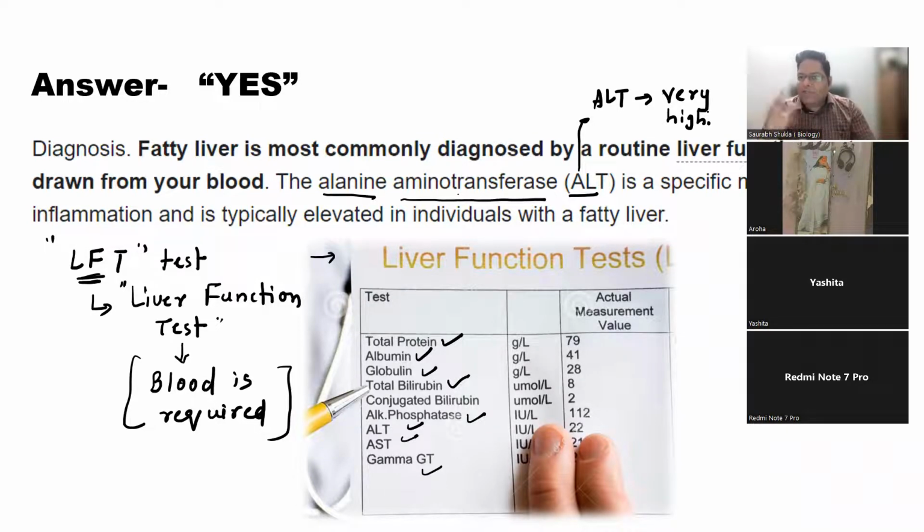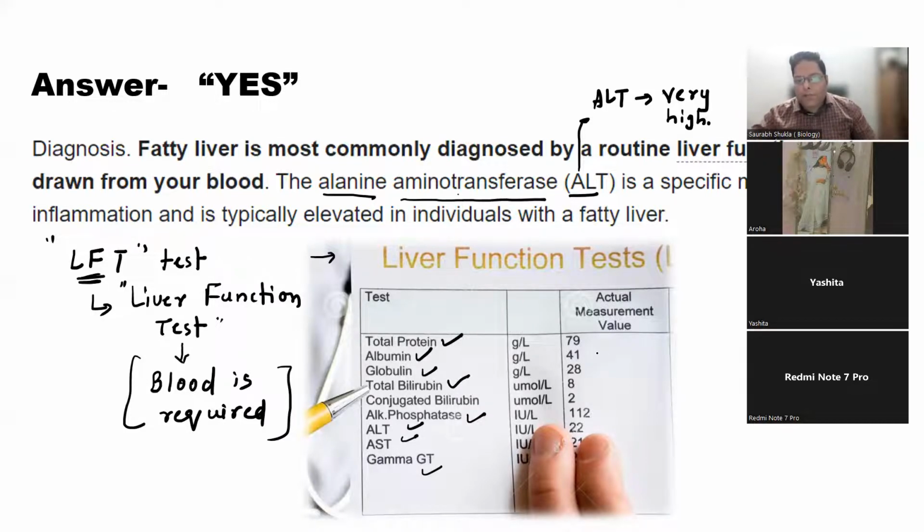If the ALT value is very high, Yashita, so what's your observation now? Sir, then a person has a fatty liver. Excellent answer. I'm sure now you are confident with this report, right? Yes, sir. So beta, if the ALT value is very high, it clearly indicates that the liver is fatty. Liver functions are abruptly now disturbed.